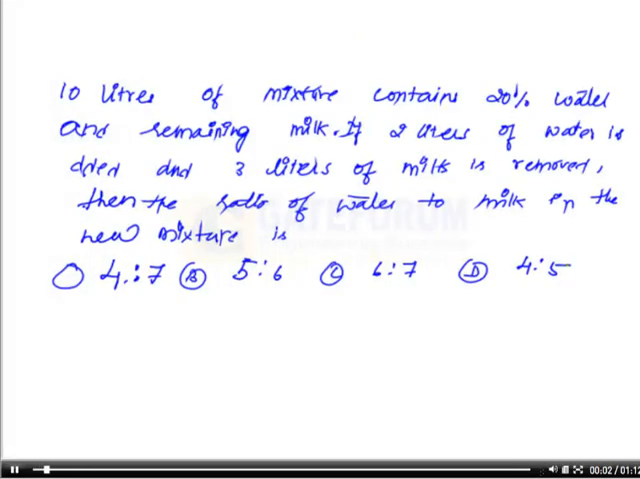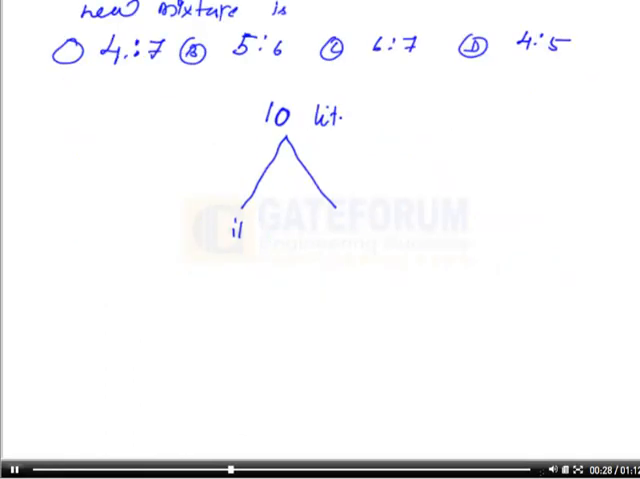A mixture contains 20% water and the remaining milk. If 2 liters of water is added and 3 liters of milk is removed, then what is the ratio of water to milk in the new mixture? Now, initially the amount of mixture is 10 liters, which contains milk and water. Percentage of milk is 20%. And the remaining is water, which will be 80%.